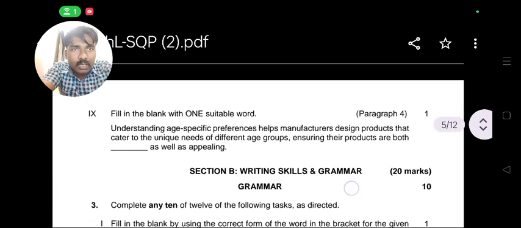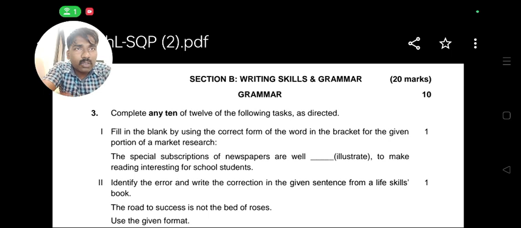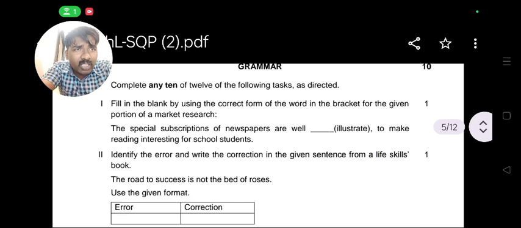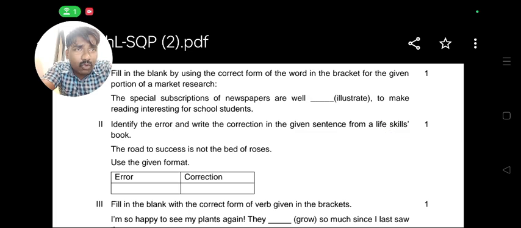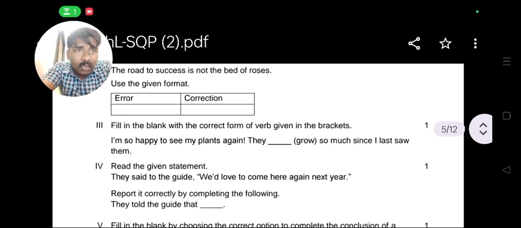I will just talk about grammar also. There is no change in grammar. 10 marks of grammar is asked, any 10 of 12. There is not much change in the grammar. First you choose the correct form of the verb, then error correction is asked, then once more the correct form of the verb.